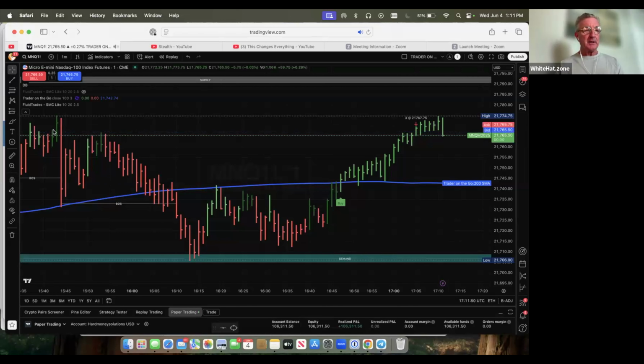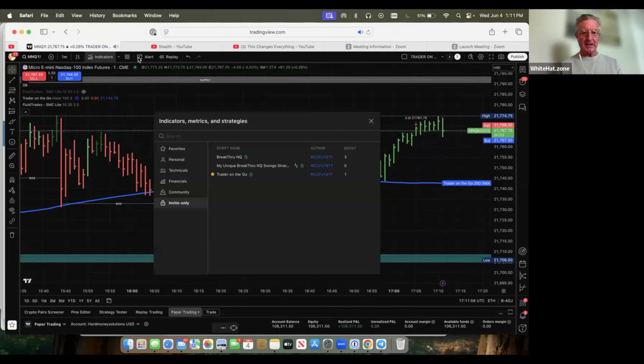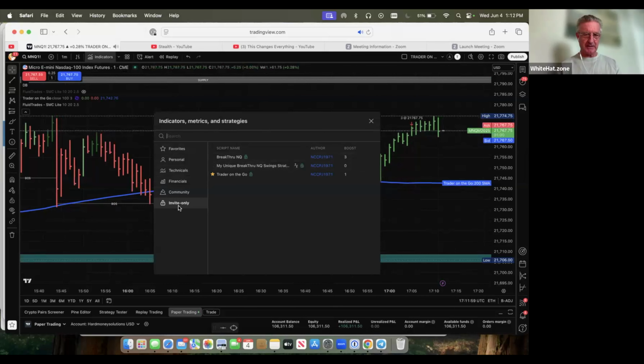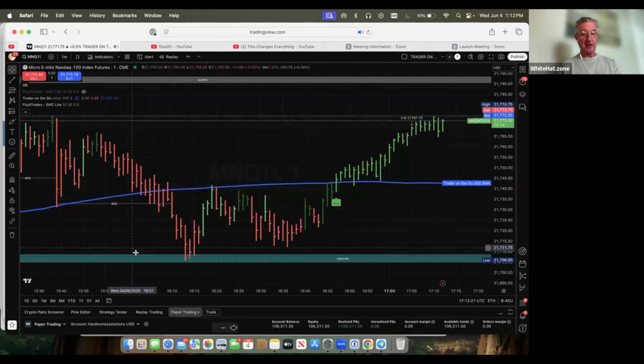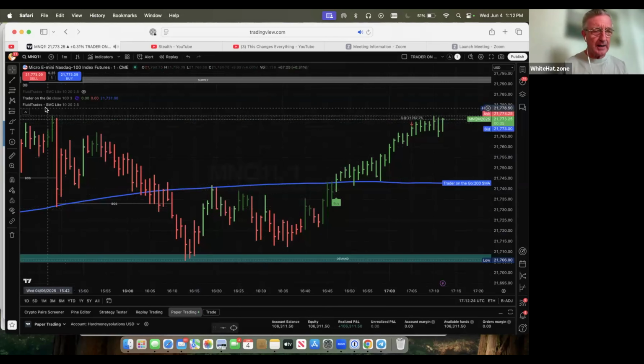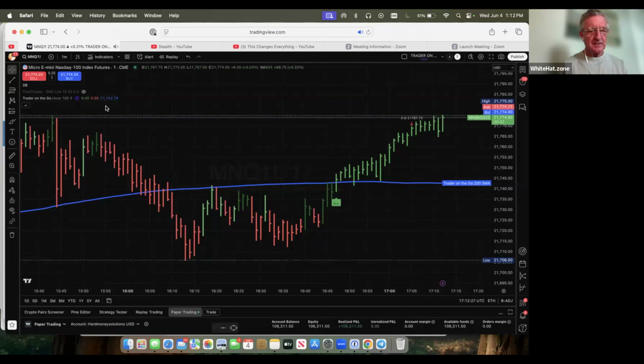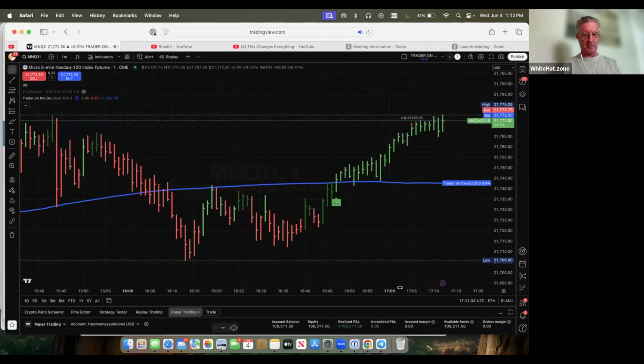Now, in order to download your indicator, you're going to go to indicators, and then you're going to go down here. When you see this pop up, you're going to go down here to invite only. Click on invite only, and you're going to get these selections. You're probably only going to have Trader on the Go. These are just other test programs that I'm running. But Trader on the Go, you're going to see that there. You're going to click one time on that, and it is going to load your indicator. Now, so that nobody gets weird, I'm going to get rid of that indicator because that's not part of it. So now we have a nice clean chart with Trader on the Go.